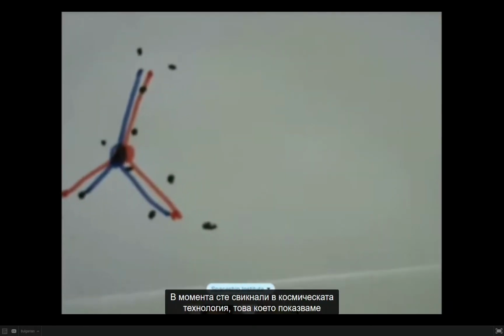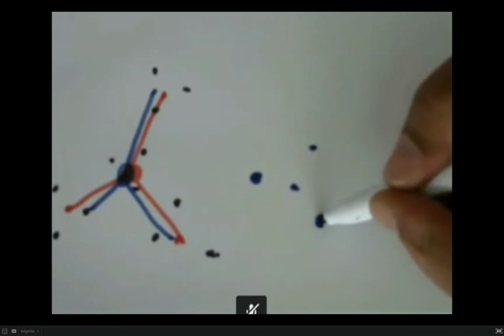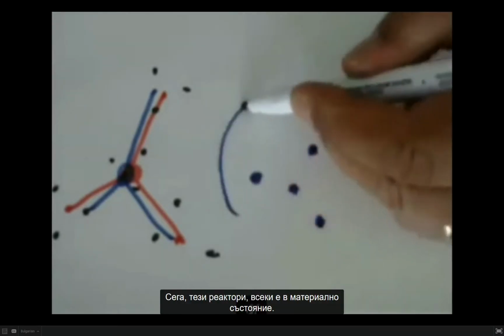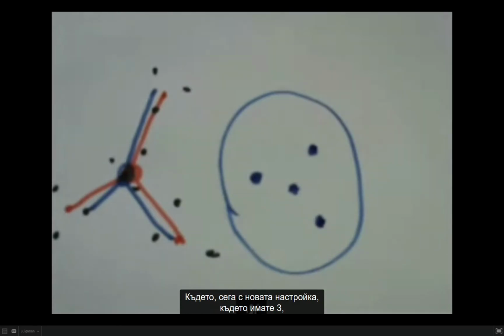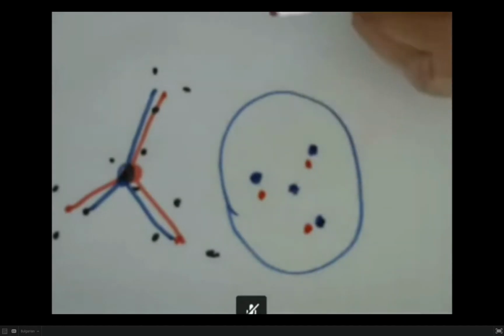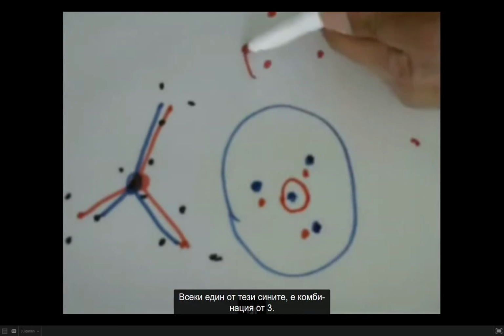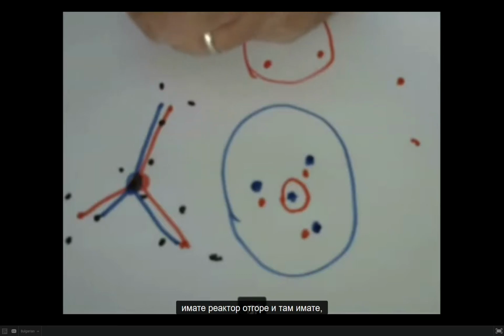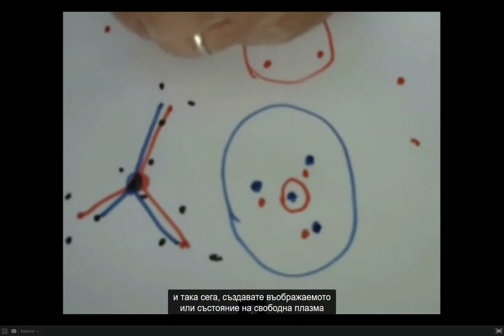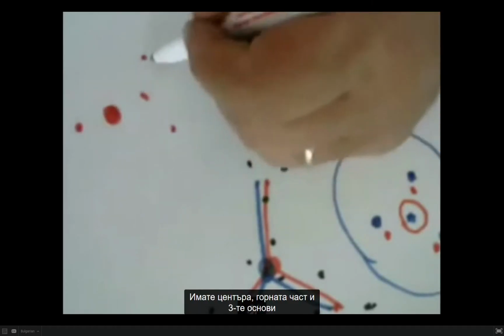You are used to, at the moment, in space technology, what we show, a reactor on top and 3 base. Now, these reactors each are in a matter state, where now with a new setting, you have 3, and then another 3, and then another 3 with a top core. Each one of these blue ones has a combination of 3. So with the 12, if you look at it sideways, you have a reactor on the top. So now you create the imaginary or free plasma condition, which is here. You have the center, the top, and the three bases.